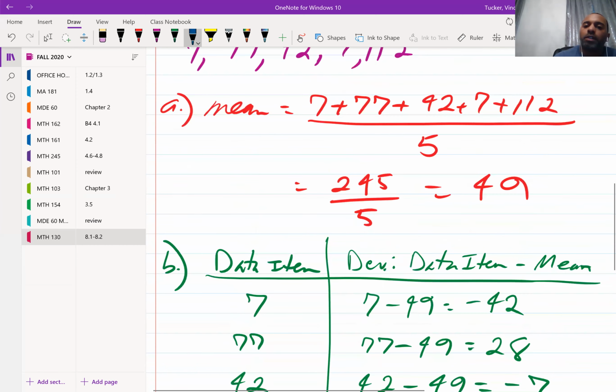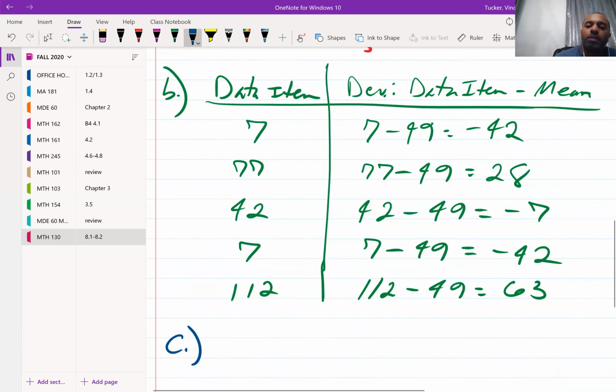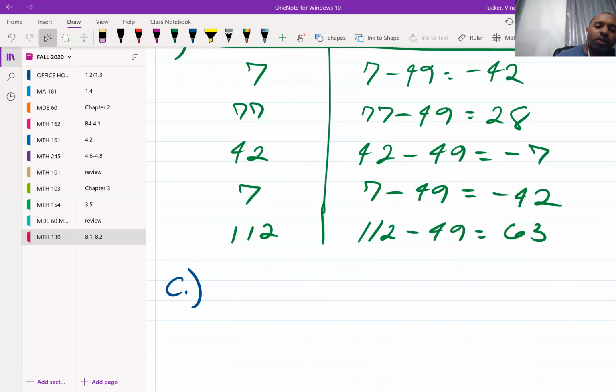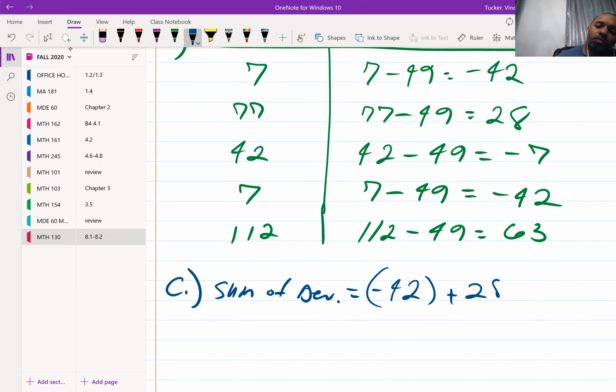All right, so C, the sum of deviations. So you're just going to add all those together. Just equal. Yeah, don't have enough room here.